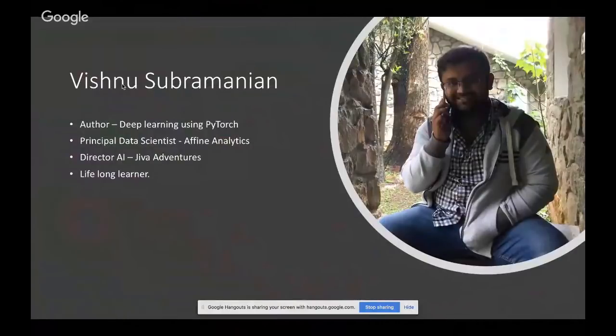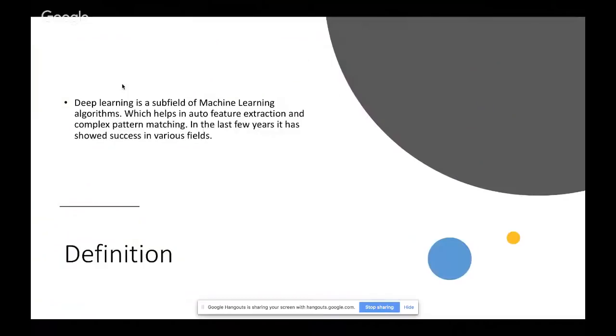Before we get into deep learning, I just want to introduce myself. I'm an author of a book called Deep Learning Using PyTorch. I work as a principal data scientist for a company called Affine Analytics. I'm also a director of artificial intelligence at a company called Jiva Adventures. Apart from all these things, I'm a lifelong learner. Whenever I'm not at office, whenever I'm not doing work, I spend most of my time learning something new, and that keeps me going.